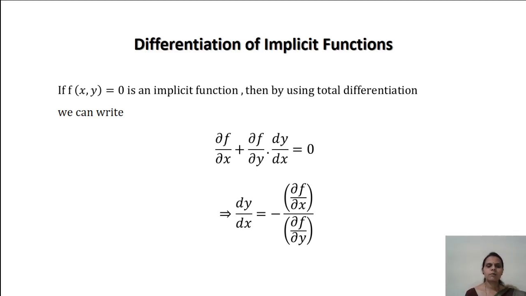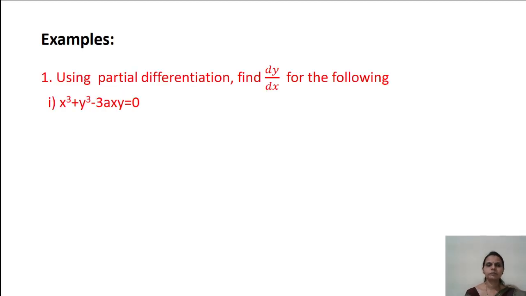If f(x,y) = 0 is an implicit function, then by using total differentiation we can write ∂f/∂x + ∂f/∂y · dy/dx = 0. From this we can write dy/dx = −(∂f/∂x)/(∂f/∂y). Now we shall find dy/dx for the following function using partial differentiation.